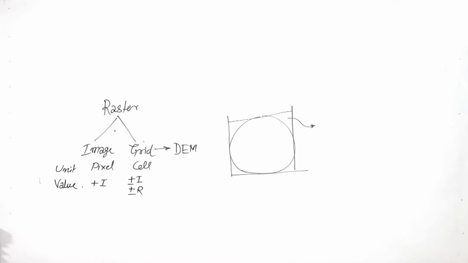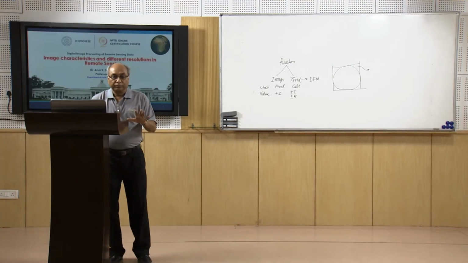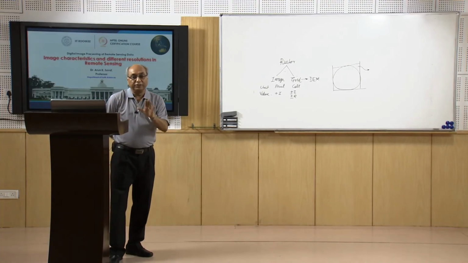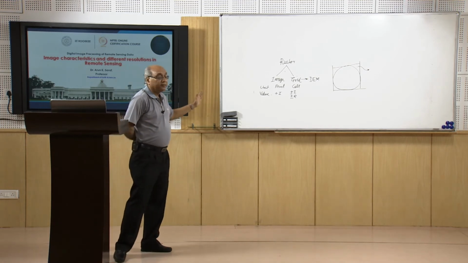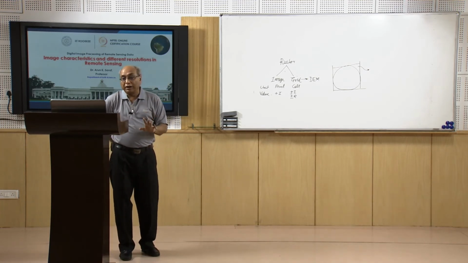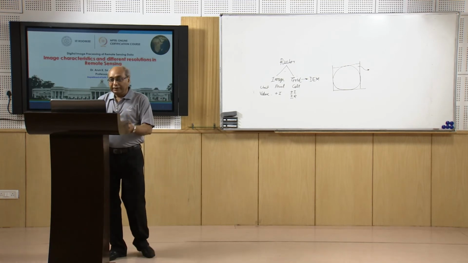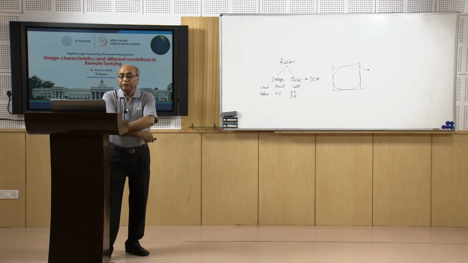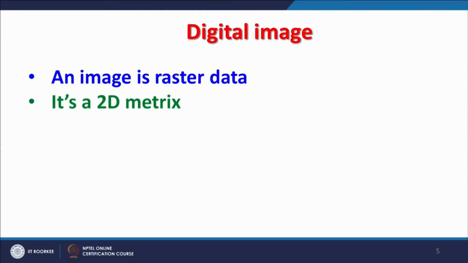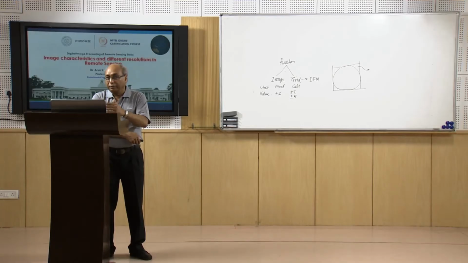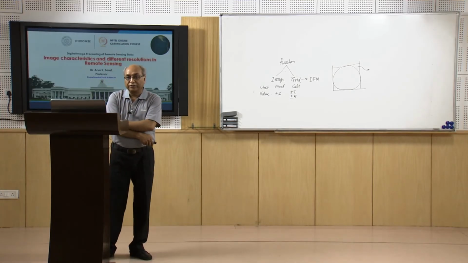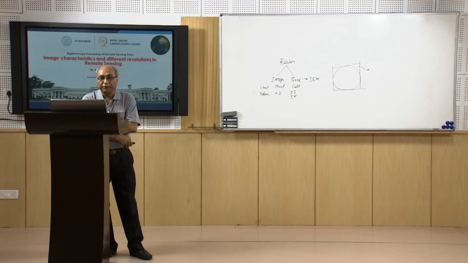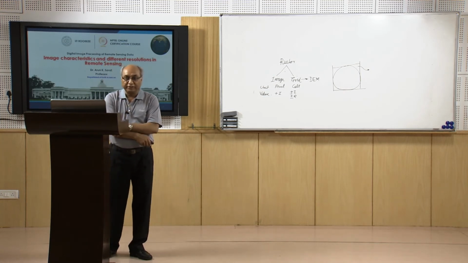Therefore, entire storage, processing, everything is different in case of a grid as compared to an image. But remember, both are raster. So that is why it is important to discuss here. It is a two-dimensional matrix. This slide has appeared in the first lecture, but I am taking it again because now it is a different kind of discussion. Maybe the topics or the lines appearing are the same.